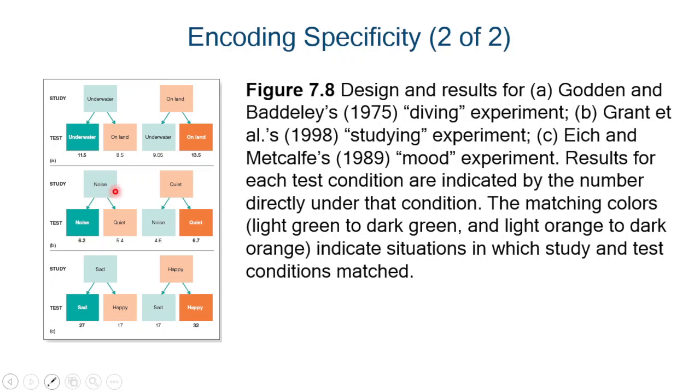So, ito naman is when it was noisy and then when it was quiet. So, pinag-study nila in a noisy environment and then pinag-test din nila in a noisy environment. So, mataas yung results. And like when they were tested in a quiet environment. And then, same here, when they studied in a quiet environment and then tested in a quiet environment, so mas mataas ang results kesa noong they were tested in a noisy environment. And then also with here, when the person was studying when sad, then tested when sad, as compared to when they were tested when they're happy. So, magkaiba yung results, diba? And then when they were studying when they were happy, and then tested when they were sad, and then tested when they were happy. Ayan.